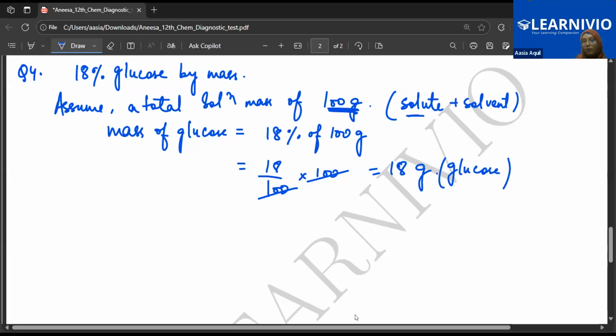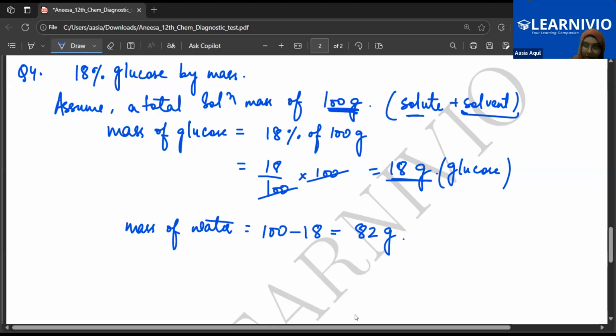Now, this is the glucose solute. What is the solvent over here? Obviously the water. So just calculate the mass of water also. We have a solution of 100 gram, and the solute, glucose, is 18 gram. So obviously the rest will give you the mass of water. So 100 minus 18, it will be the mass of water, 82 gram. Right? 100 is the mass of solution minus the mass of solute will give you the mass of solvent, 82 gram.